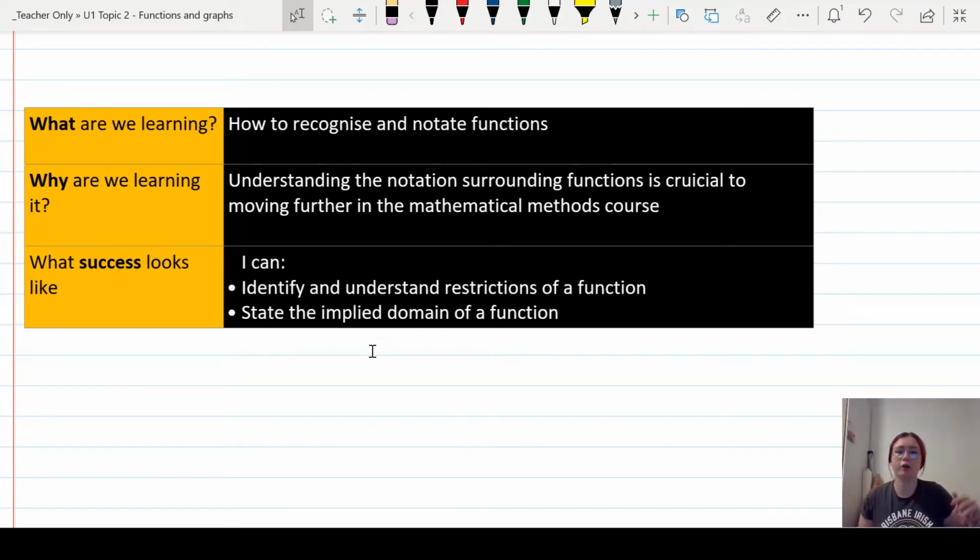Last part on recognizing and notating functions. So here is just looking at identifying and understanding what's called a restriction of a function and being able to state the implied domain.